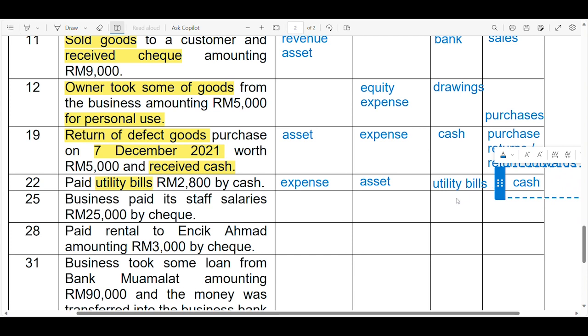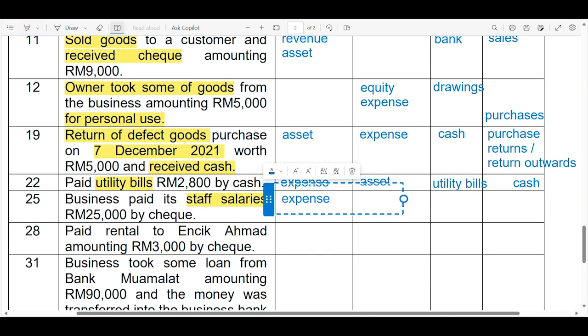Alright, next. Business paid its staff salary. This is another example of expense. Business expense, staff salary. So increase in expense. Paid by check, so money in the bank decreases. So asset decrease.